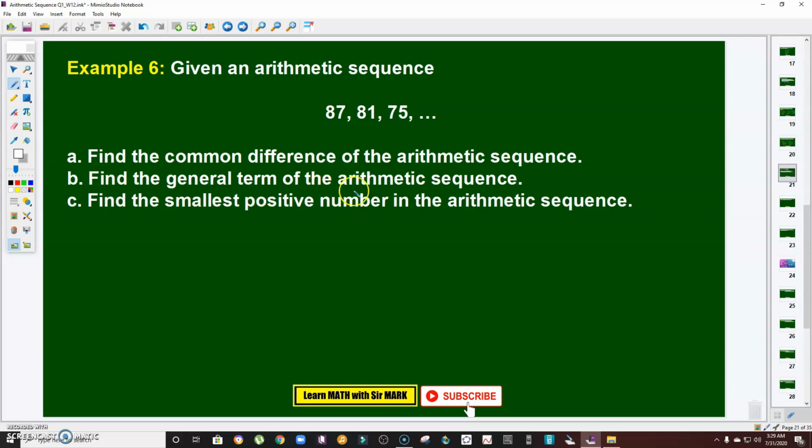Letter B, find the general term of the sequence. And letter C, find the smallest positive number in the arithmetic sequence. Actually, we can answer letter A right away since it's just the common difference. Just subtract. 81 minus 87 is equal to negative 6. Similarly, 75 minus 81 is negative 6. So, therefore, the answer in letter A is negative 6.